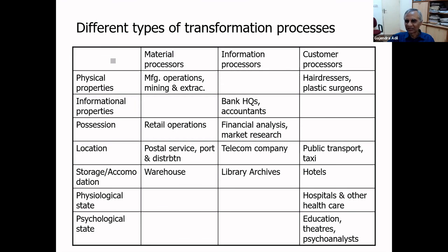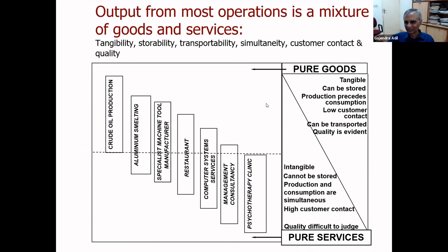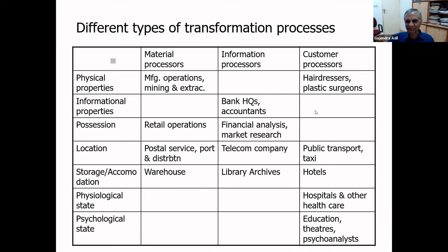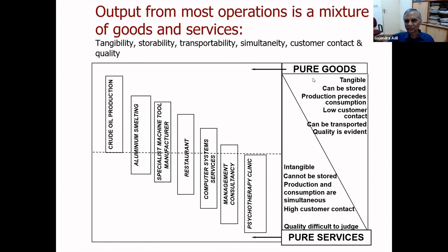Now we can look at the output also. Same way, we looked at the input, transformation, output. Output, I vaguely mentioned that there are two types of output. Both we call product as a generic name. So product is a generic name. Physical goods and service, and a mixture of that, are all products. So once you add value, then these are products.